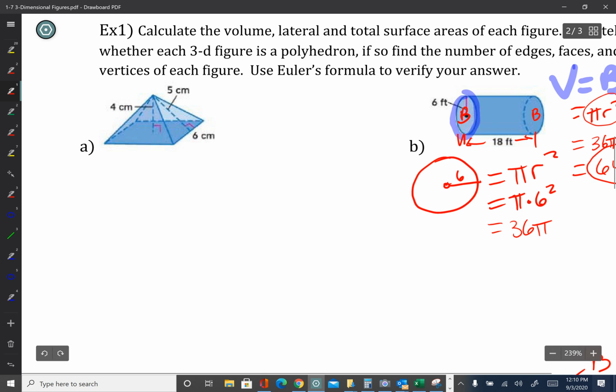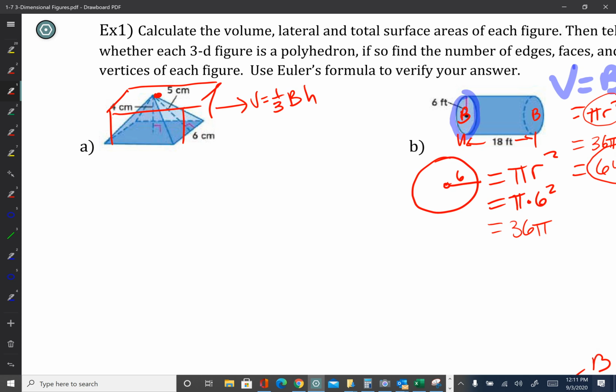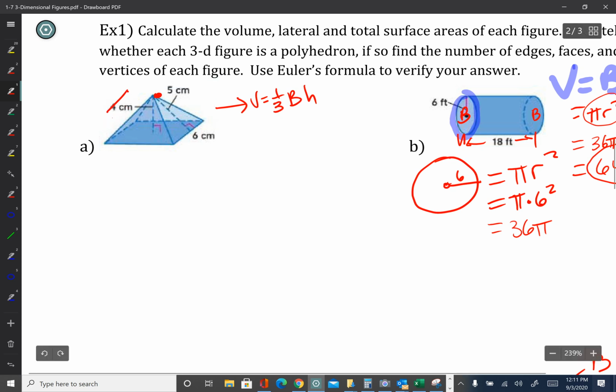All right, let's do the pyramid. Remember what I said about pyramids. If you were to sketch out the prism that went with that pyramid, it would look something like this, right? That's going to the middle, right? Remember that the volume of the pyramid is 1/3 of the volume of the prism. So the volume of the pyramid is 1/3 big B H. Where's the base? The base is right here. This is the base.